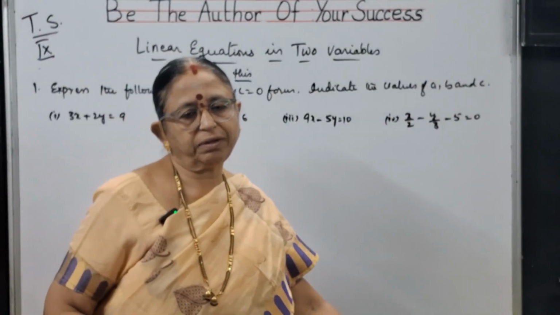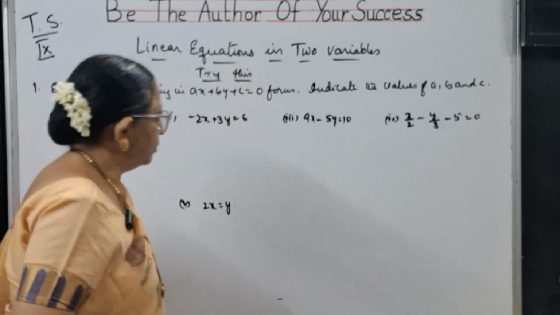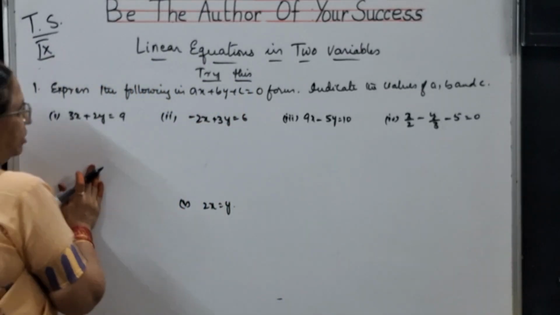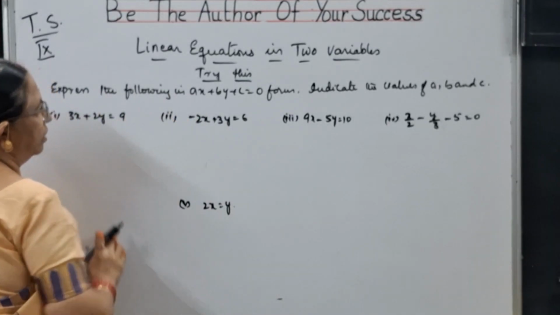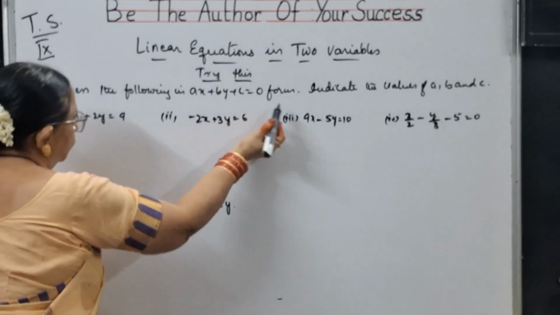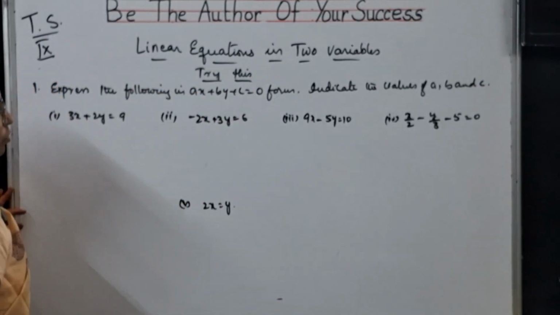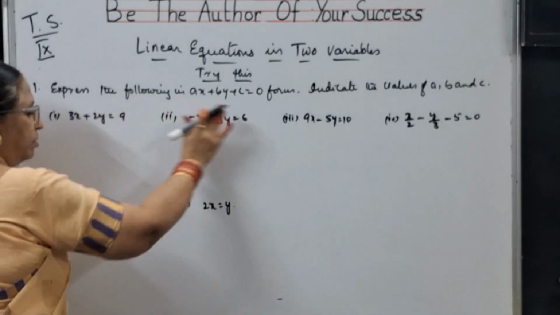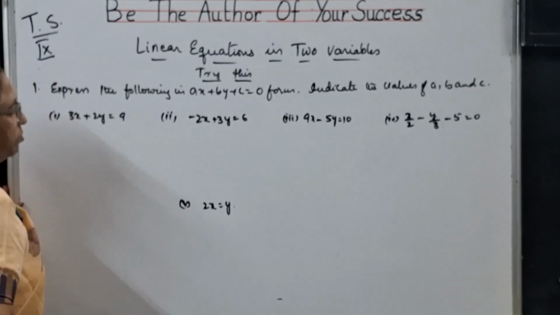Now, the next one is try this sums, children. You have got to try this sums in your book. So let us see this. Try this sum is also same as that of the earlier two problems. Express the following in ax plus by plus c is equal to 0 form. I have changed a little bit of the framing of the problem, children. This is the one which they are asking us to do. Indicate the values of a, b and c.